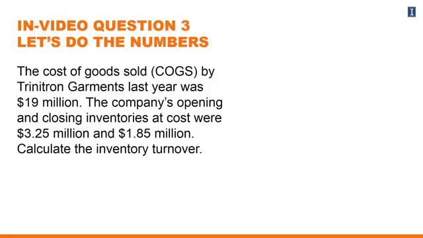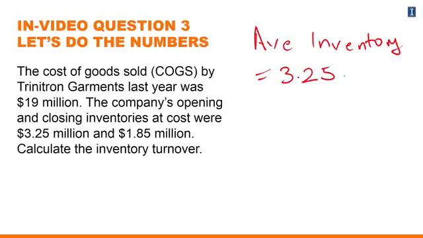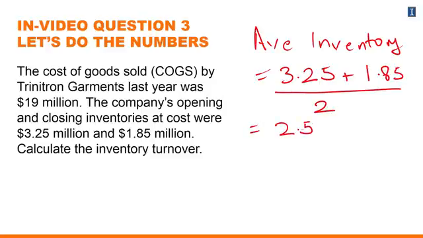All right, so let's work through the numbers here. The average inventory here is going to be based on the opening and closing. The opening inventory here is 3.25 million. The closing inventory is 1.85. We take the average of those two and we get an average inventory of 2.55 million.